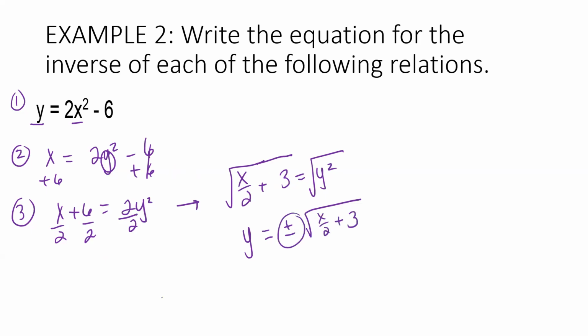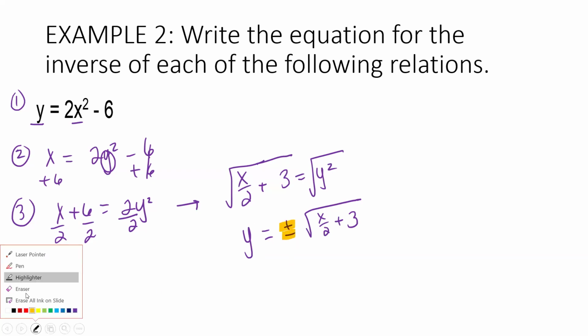Notice that I had to put this plus or minus piece here. I didn't mean to circle it, I should have highlighted it. This plus or minus piece is our key to let us know that our inverse is not a function.